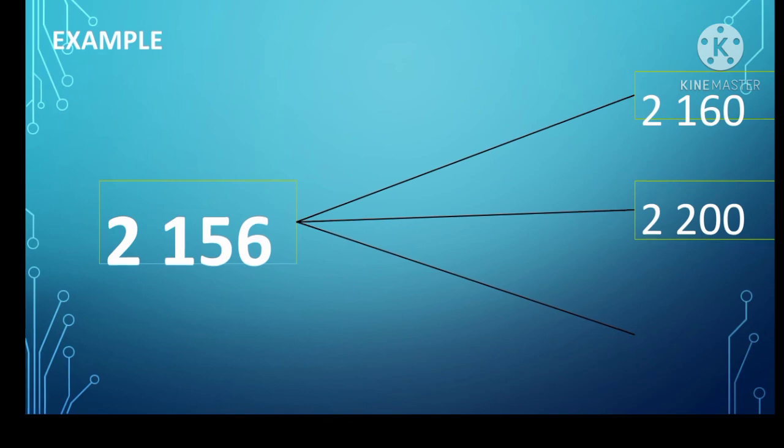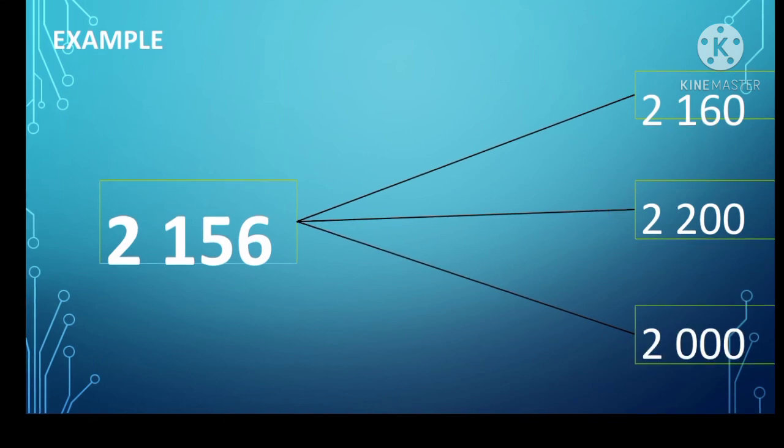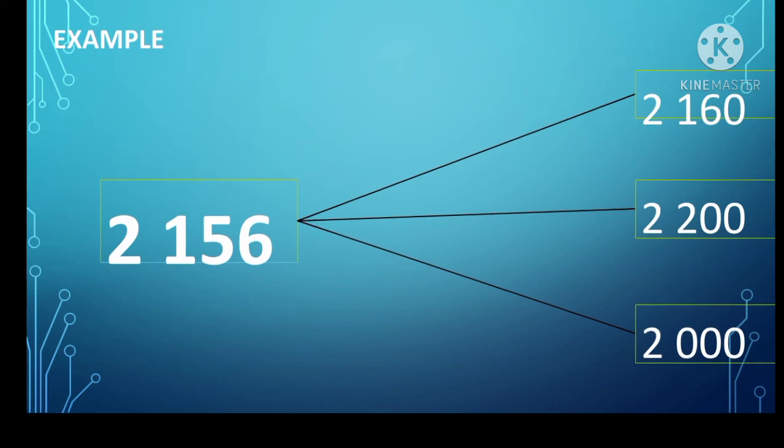Last is, if we are going to round off to the nearest thousand, it will be 2,000. Since the place value of the nearest thousand is 2, and the number right beside 2 is 1, which is less than 5, it means we are going to round down.